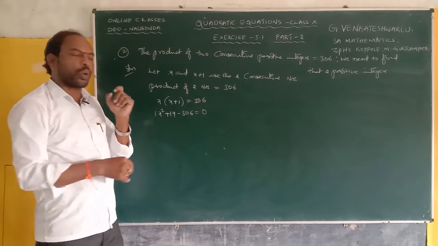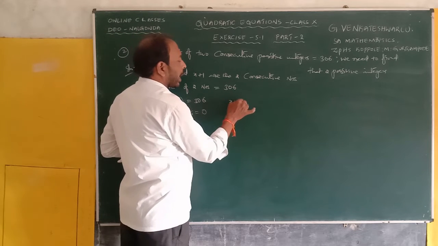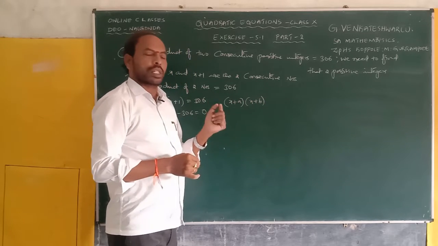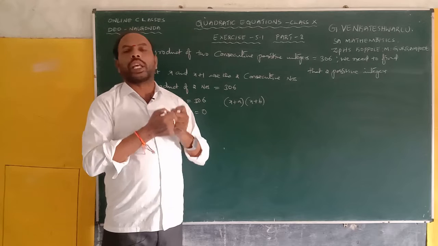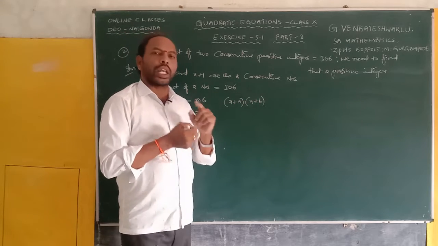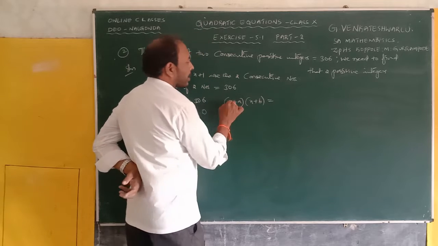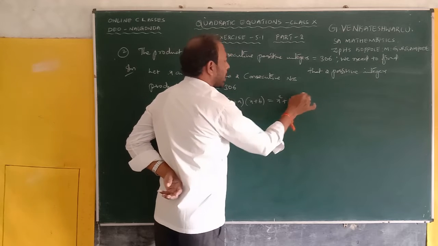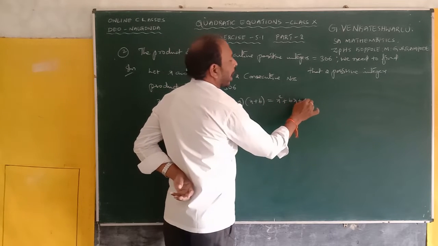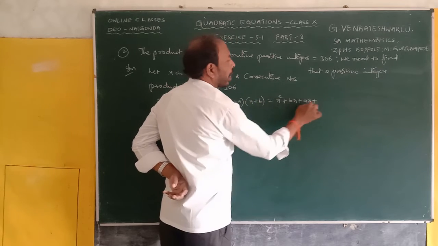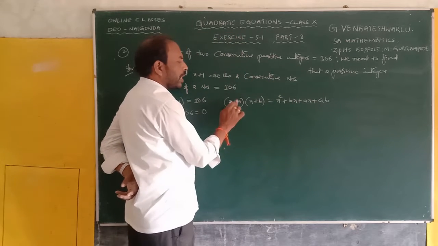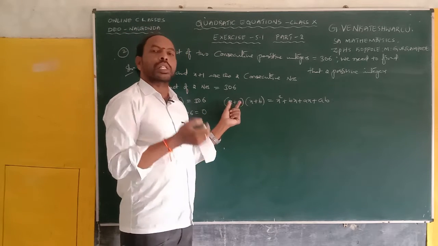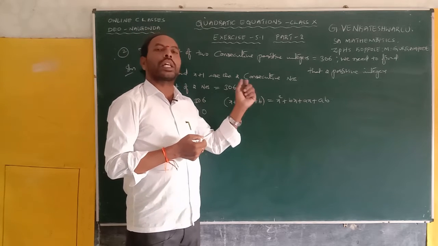Once again, look here. x plus a and x plus b are the two linear factors. The product of these two linear factors is x into x square, x into b is bx, plus x into a is ax, plus a into b is ab. So x plus a equal to 0, where x plus a is the first linear factor and x plus b is another linear factor.